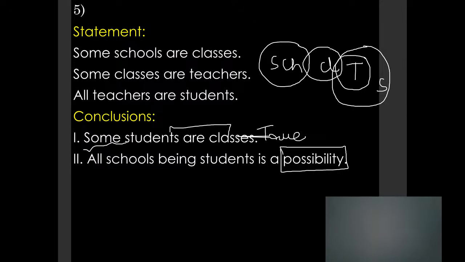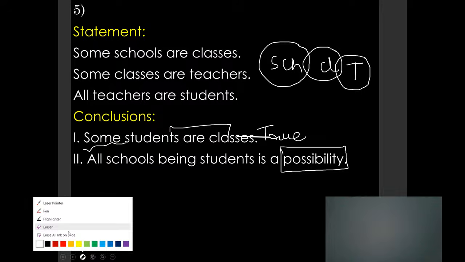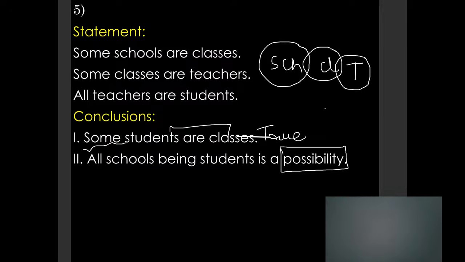Next, we should try to prove that as false. In order to prove that as false, some should be false, which means it should not intersect. So students and classes should not intersect. I'm just separating students and classes. Now if you observe, in our diagram, the first conclusion is becoming wrong because students and classes are not intersecting. So it became false. But we should check whether our statements are correct or wrong.